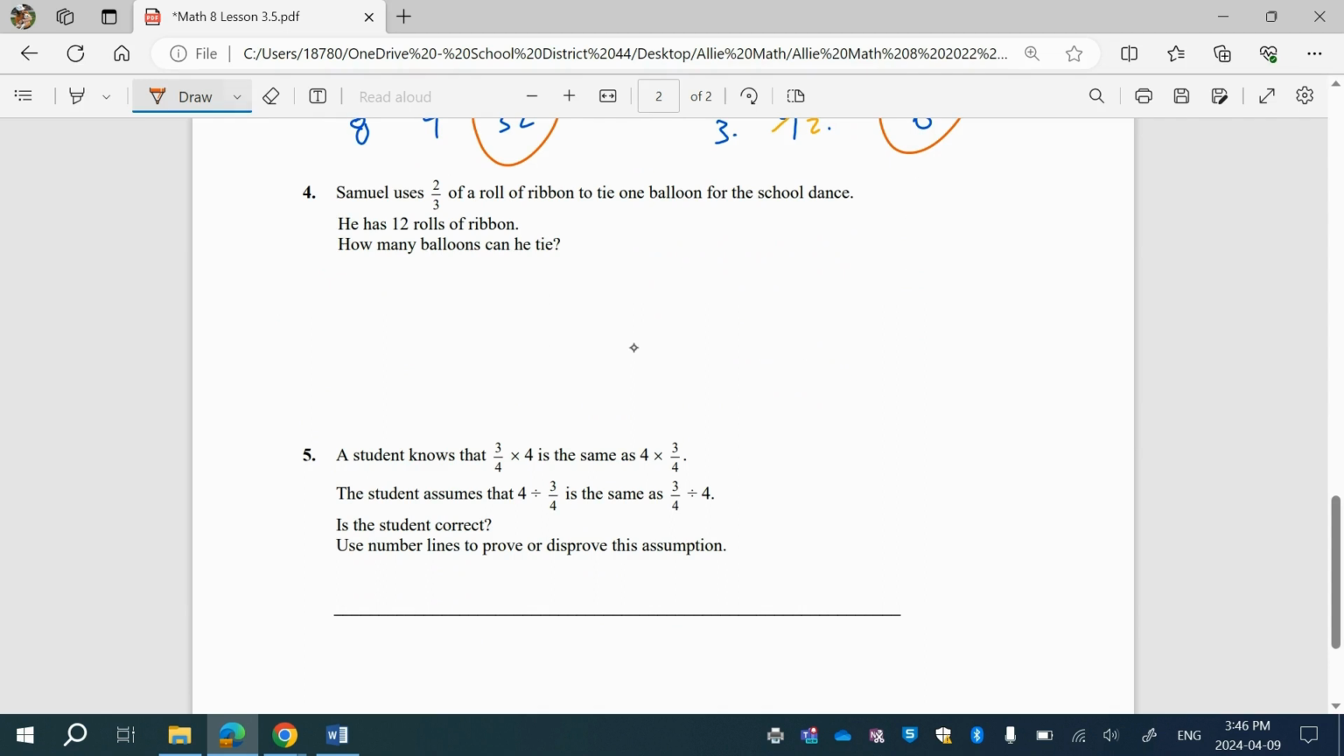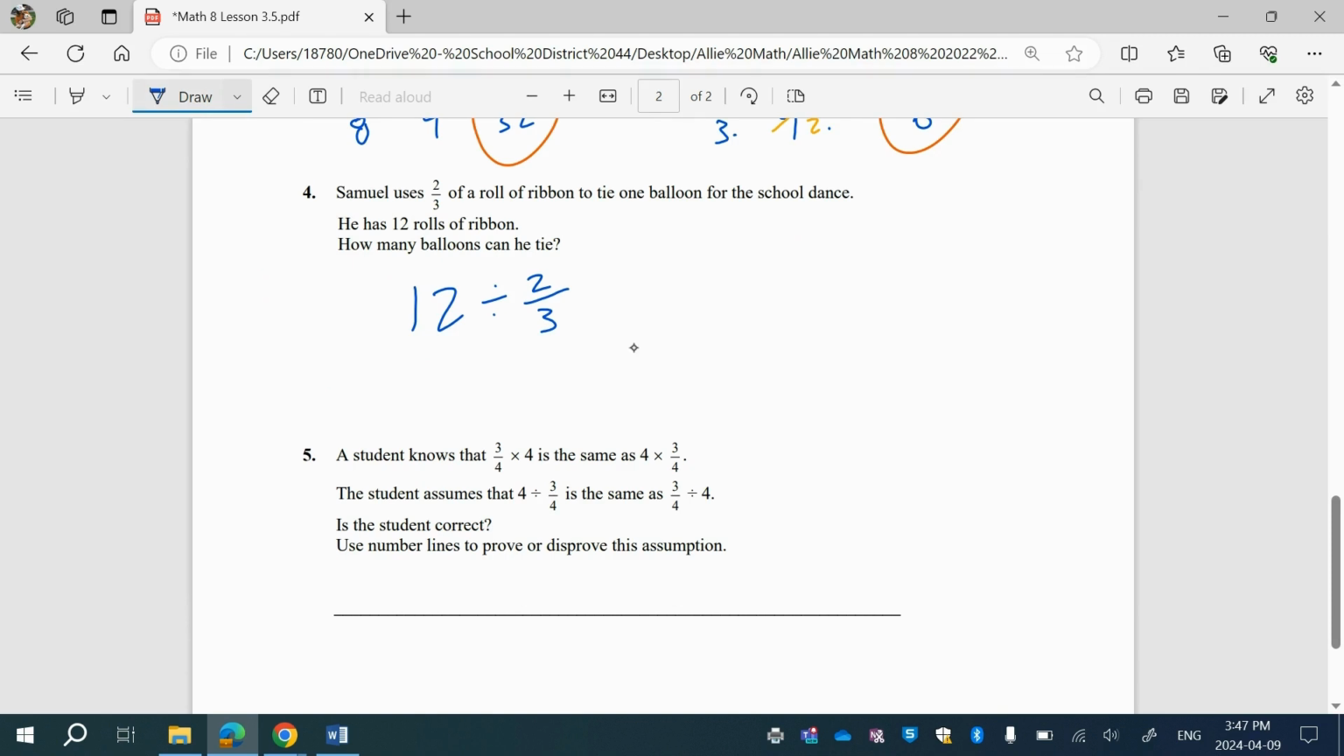This is one where I don't really want to draw a diagram. I'd have to draw 12 things and divide them into 3. I don't really want to do that. So I'm going to just use that we have 12, and we want to divide it by 2/3. We want to know how many 2/3 can we pull out of this 12.